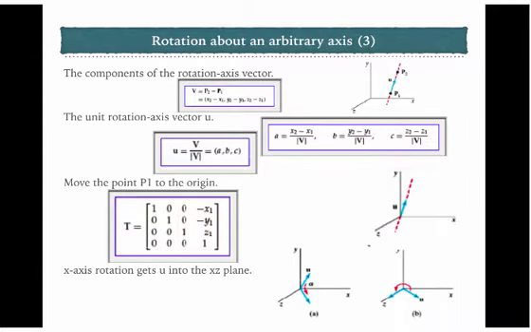This is the equation given for the components of the rotation axis vector. V is P2 minus P1, which is the vector in the direction of the rotation axis. To get the unit vector U, we divide the vector V by its magnitude.